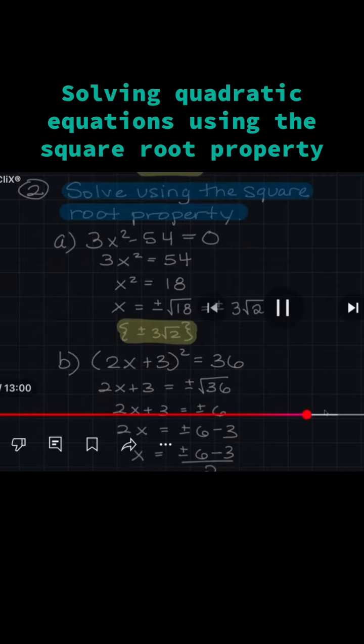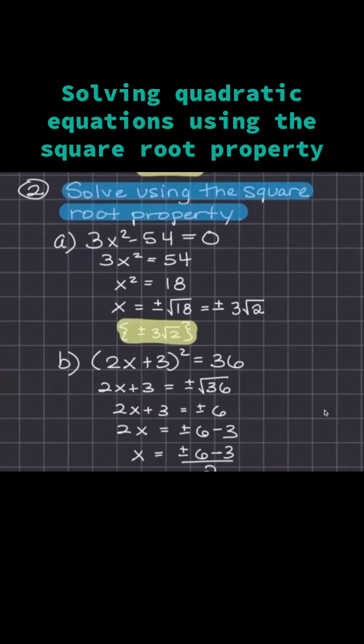And then we can simplify that, because if you do the positive 6 minus 3, which is 3 over 2, one of these answers is going to give 3 halves. And if you do minus 6 minus 3, which is minus 9, you're going to get minus 9 over 2. So you can leave your answers like that, or we can just jot it down over here.